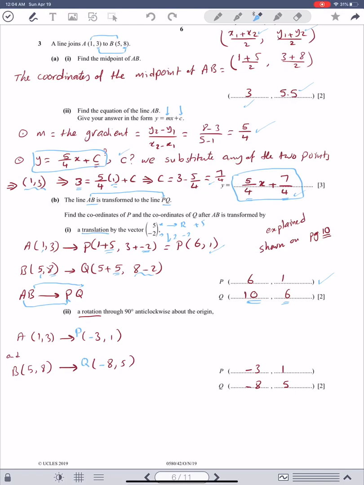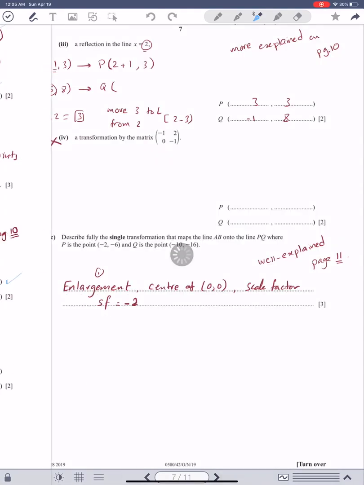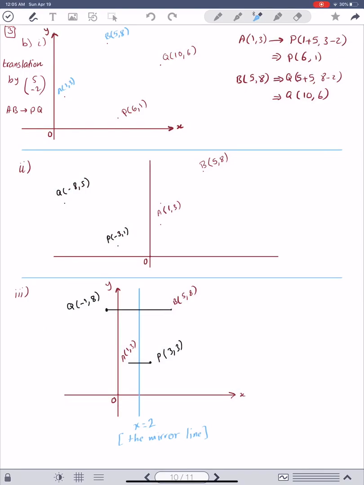Part 2 and part B, a rotation. He did AB, he did rotate the 2 points, a rotation through 90 degrees anti-clockwise about the origin. Rotation anti-clockwise about the origin. Rotation 90 degrees anti-clockwise about the origin. When we rotate, what will happen, dear students? The x will be y and the y will be x. I say this verbally, but I explained it here as I told you. So let's move to page 10.